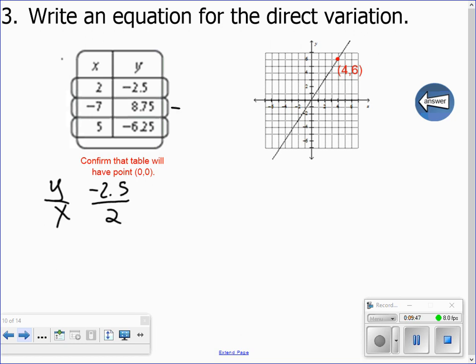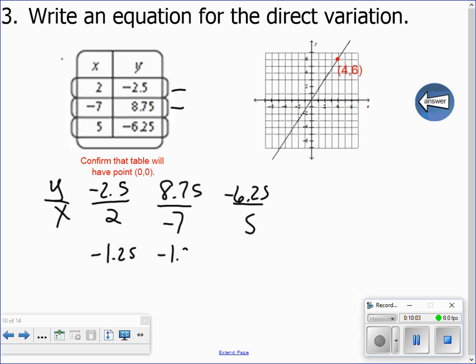If we did the second one, it'd be 8.75 over 7, or negative 7. And negative 6.25 over 5. When you check each one, the ratio here would be 1.25, 1.25, negative 1.25. So all of them are the same. So this will tell you that 0, 0 is in the table, that this is a proportional table.